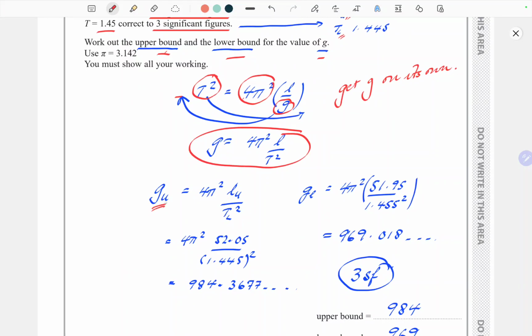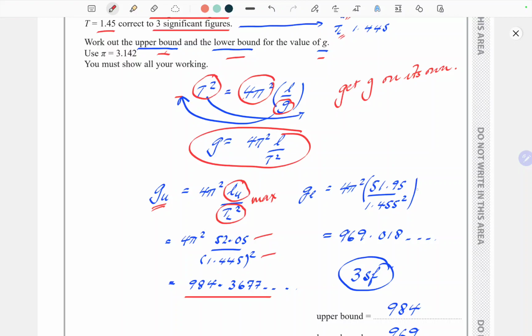The upper limit of g is going to be 4 pi squared, the upper limit of L over the lower value of time, or time period as you put it, squared. So the upper bound of L over the lower bound of the time period squared, in order to get the maximum value. And if you work that out, we put the numbers in there, 52.05 divided by 1.445 squared. And don't forget the 4 pi squared, and you get that.